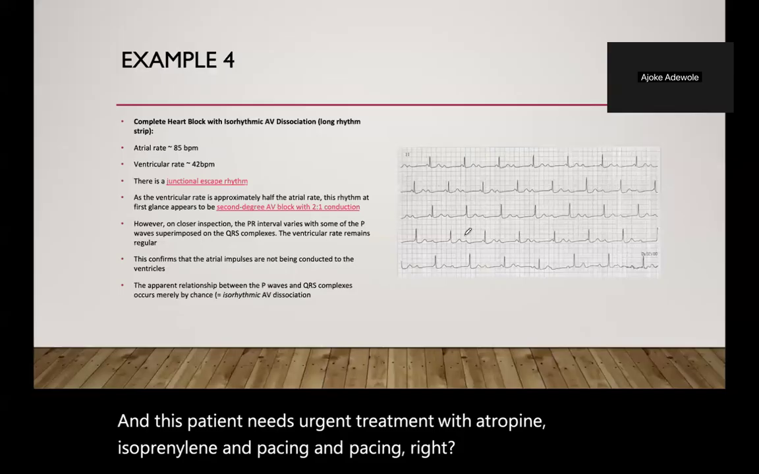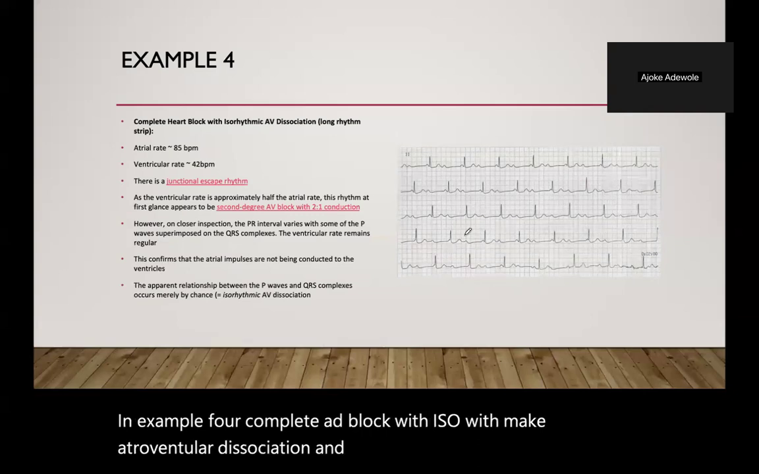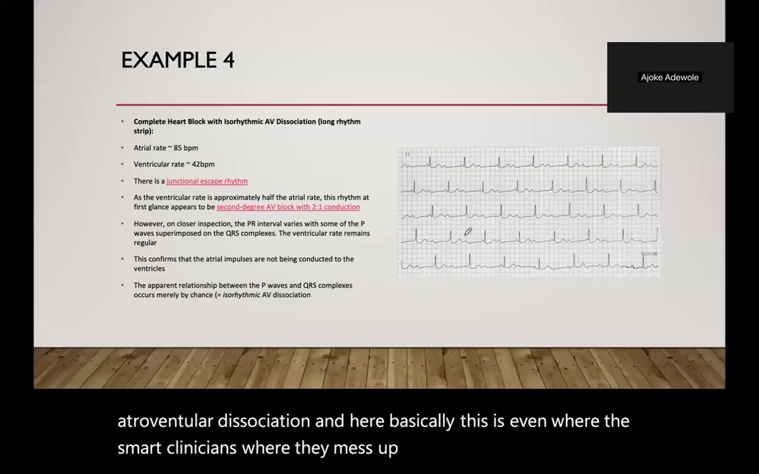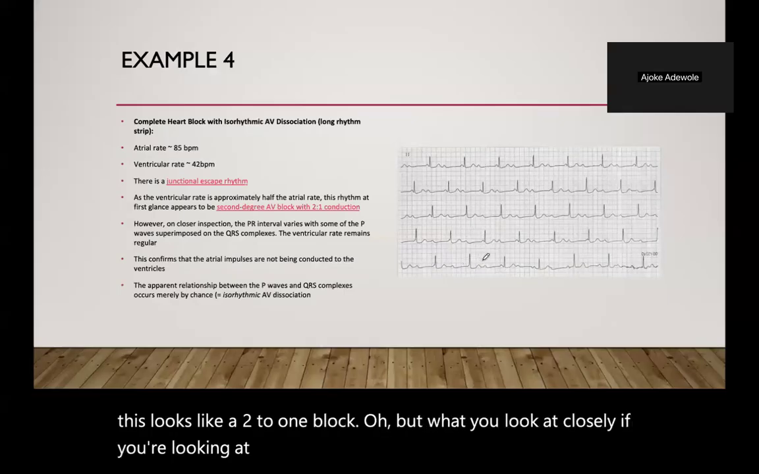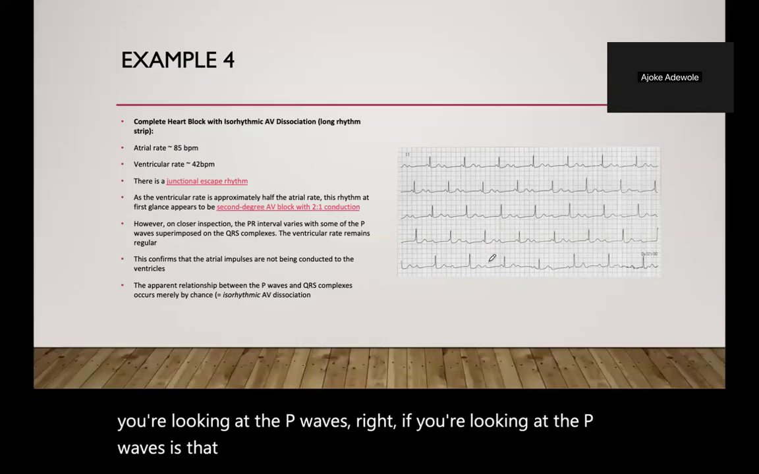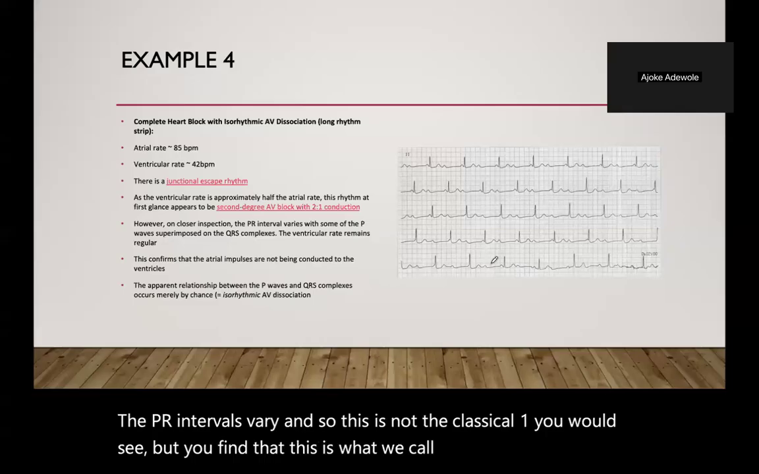In example 4, complete heart block with isorhythmic atrioventricular dissociation. And here, basically, this is where even smart clinicians mess up. You're thinking, oh, this looks like a 2-to-1 block. But if you look closely at the P waves, they shift. The PR intervals vary. So this is not the classical one you would see, but this is what we call isorhythmic dissociation.